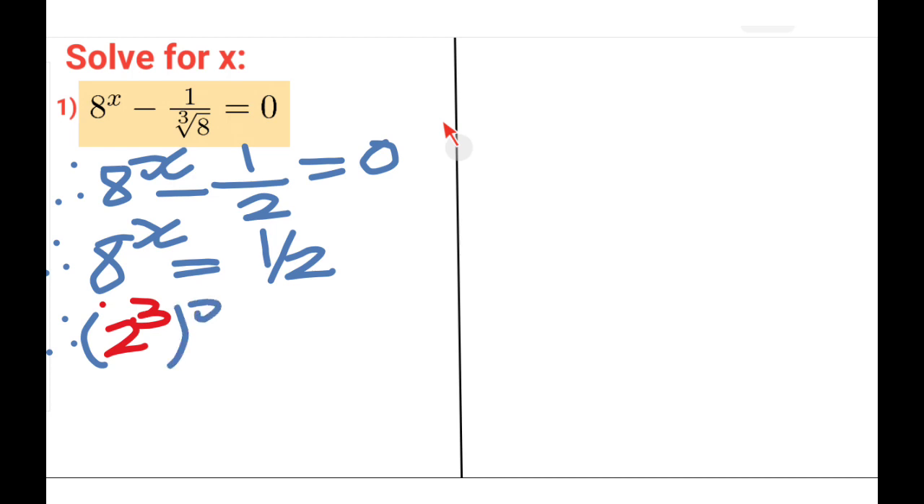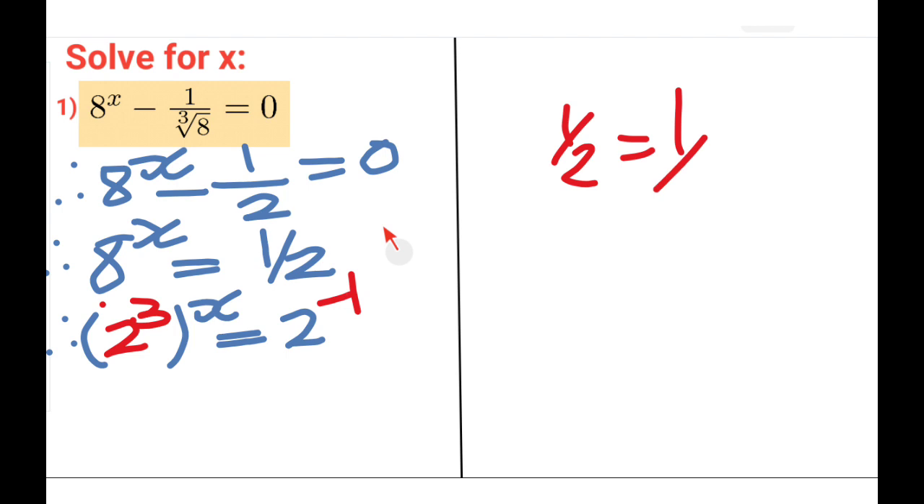all to the power of x equals, express 1 over 2 also as a power, that becomes 2 to the power of negative 1. How? 1 over 2 is equal to 1 over 2 to the power of 1. Now, if you take this 2 to the power of 1 to the top, it becomes 1 times 2 to the power of negative 1. That's how you find that.